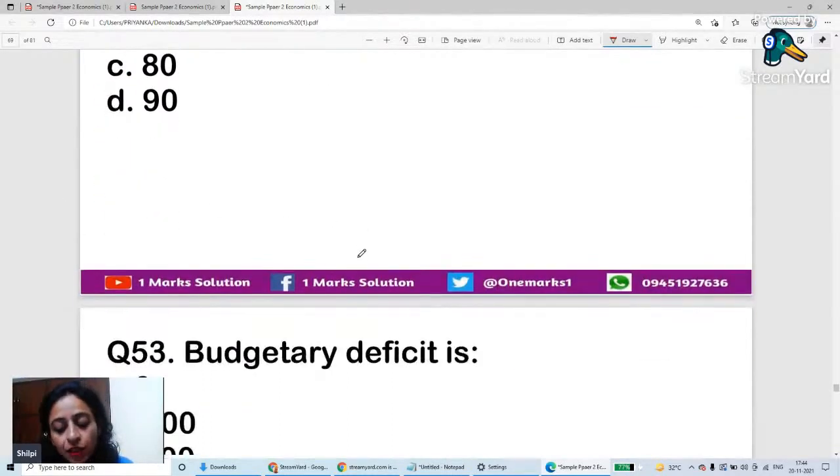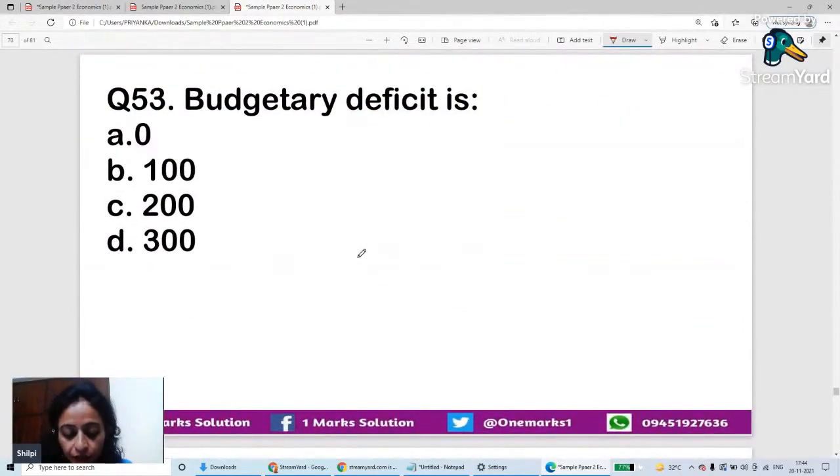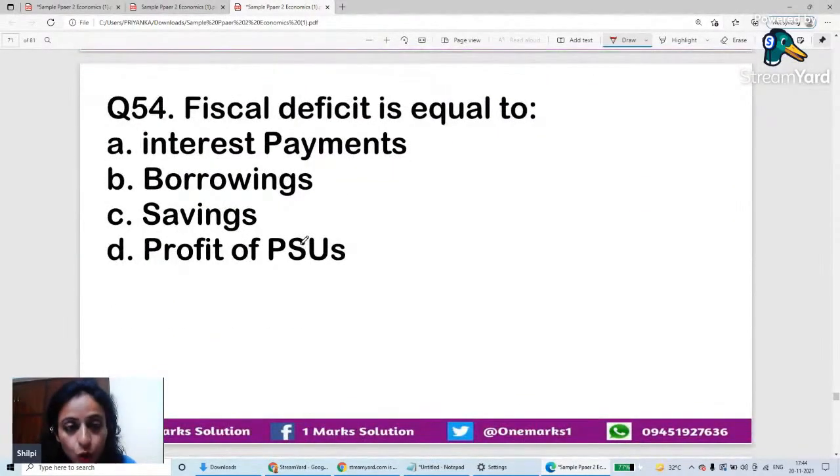Next question is budgetary deficit is. Budgetary deficit, options are given. We will go for option A, 0, where we have to deduct all the revenue receipts from the revenue expenditures. Now next question, fiscal deficit is equals to. Now see, indirectly they have given the same question. There we have taken the value of borrowings for showing the fiscal deficit. Here they have given the options. So fiscal deficit is directly equal to the borrowings, option B.